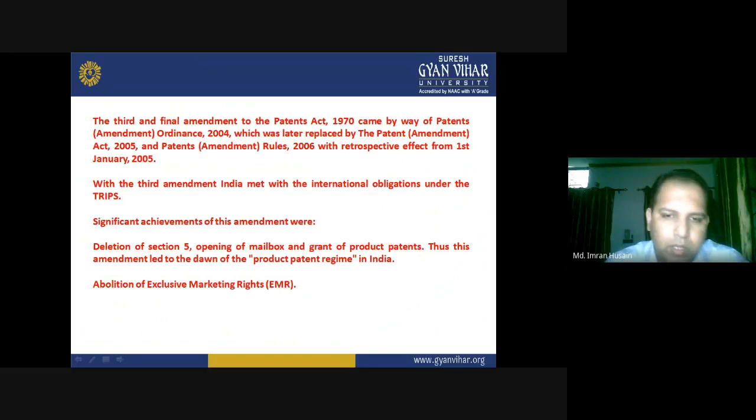It also stopped some practices that were done earlier, and made many changes. Abolition of exclusive marketing rights (EMR). So marketing rights were no longer exclusive, and anyone can get access to it.